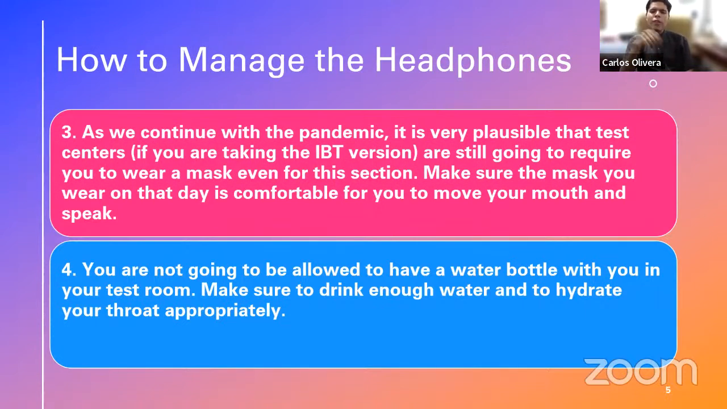Make sure to drink enough water and to hydrate your throat appropriately. That is also very important. If you remember, the speaking section is going to be the one that comes just after the 10 minutes break. And given that you have gone through your 10 minutes break, it is supposed that you have drunk enough water at that time, right?